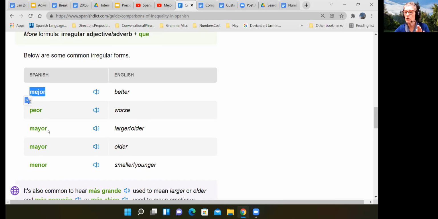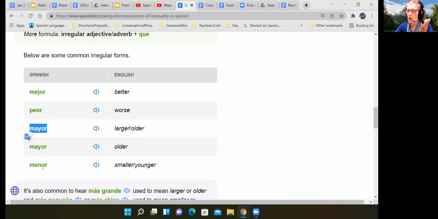Now, these 2 are a little bit fuller. They're going to tell you even in the video that mayor may be used for larger, but think of mayor as age related because I'm more comfortable with that. And I'll show you why next week. Mayor que is used to say something is older than. Mayor que. Mi hijo es mayor que mi hija. My son is older than my daughter. Mi hijo es mayor que mi hija. So again, I don't have the más. That's why this is an irregular.